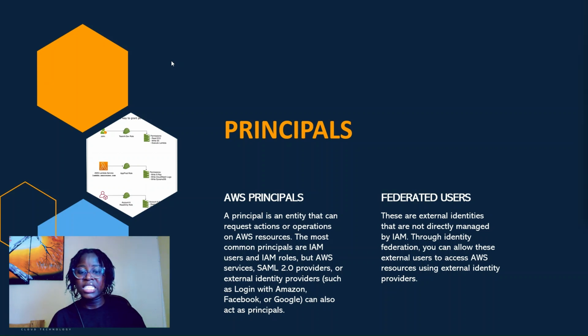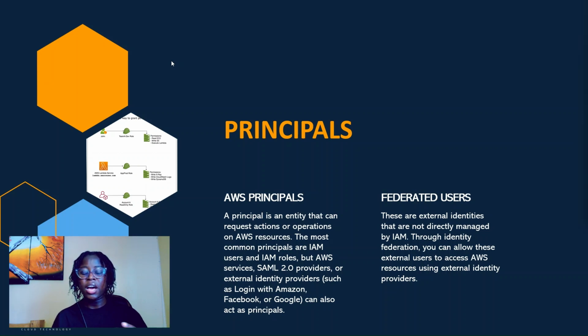Even AWS services, if they can request an action or do an operation on another AWS resource, for example, a server needs to access a storage solution, yeah? The server is performing an action on another AWS resource, then that server can be a principal, okay? So not only users or roles, but services can be principals, external identity providers.